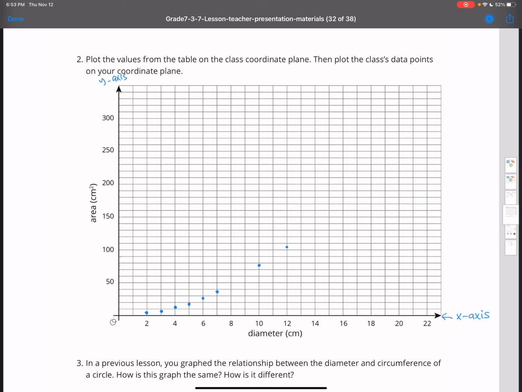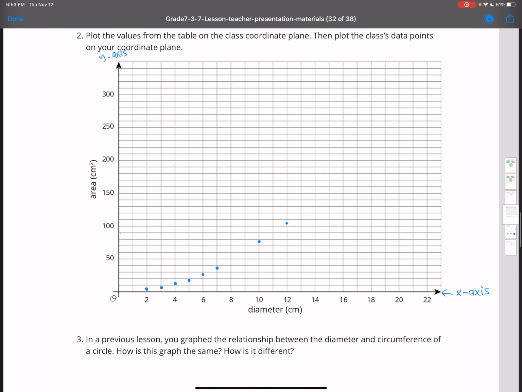Now, of course, I don't want to plot all those points on the graph. I'm going to stop right there. But what do you notice? Okay, this is, I guess, what's going to help us answer question 3. It says, in a previous lesson, you graphed the relationship between the diameter and the circumference of a circle. How is this graph the same? How is it different? Okay, so let's look at this.